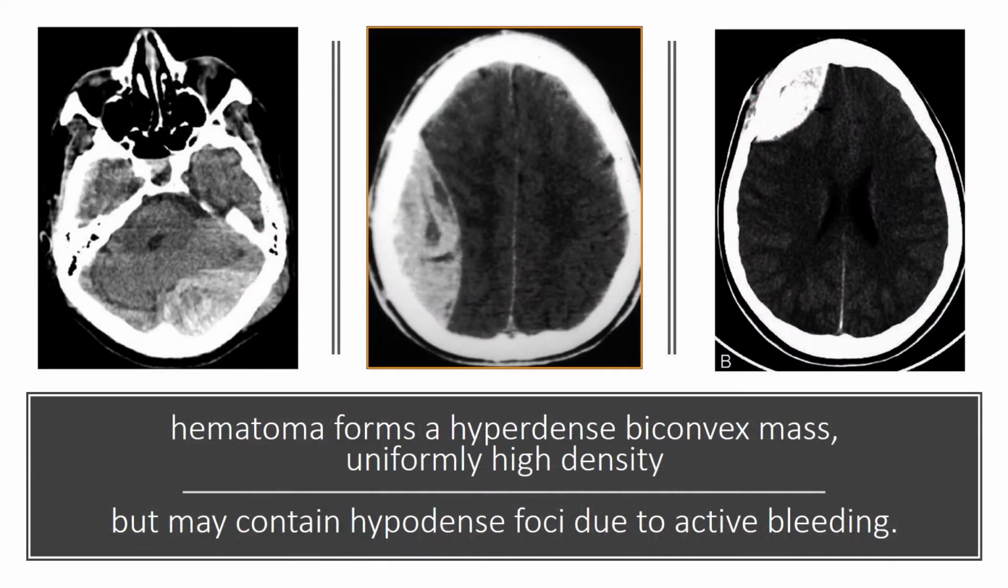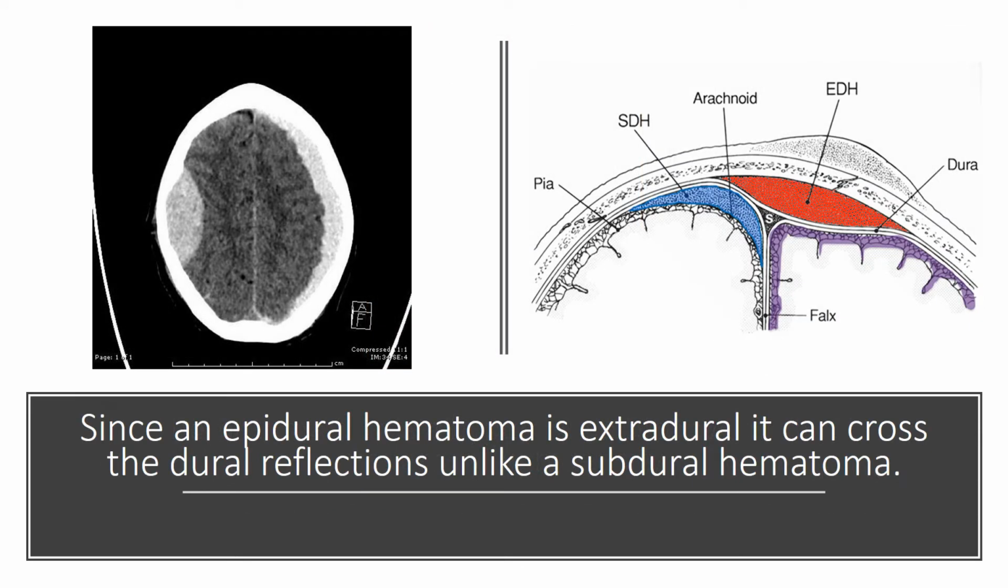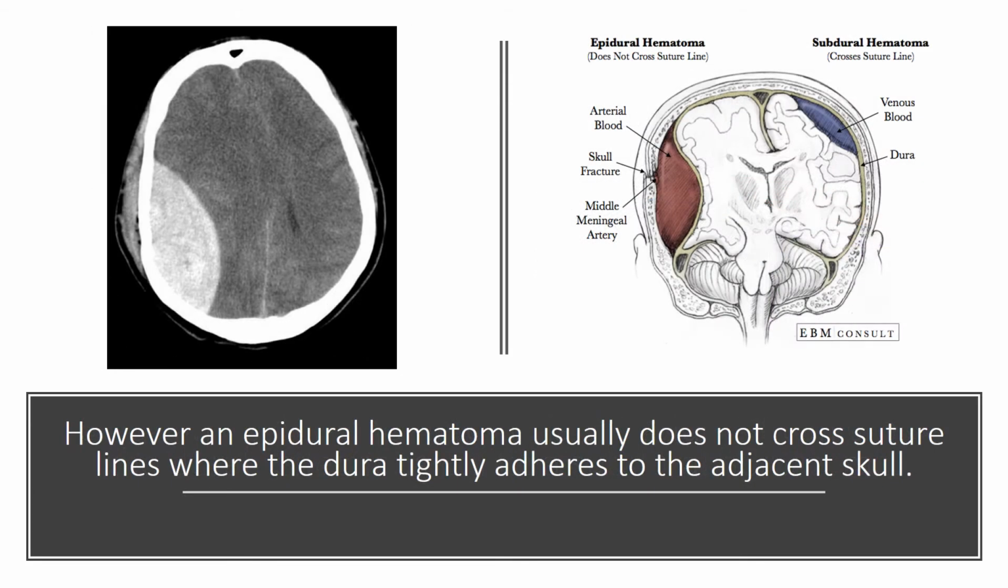On CT, the hematoma forms a hyperdense biconvex mass, usually uniformly high density, but may contain hyperdense foci due to active bleeding. Since an epidural hematoma is extradural, it can cross the dural reflections unlike a subdural hematoma. However, an epidural hematoma usually does not cross suture lines where the dura tightly adheres to the adjacent skull.